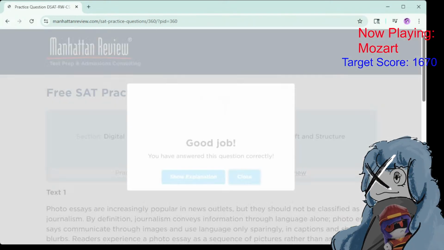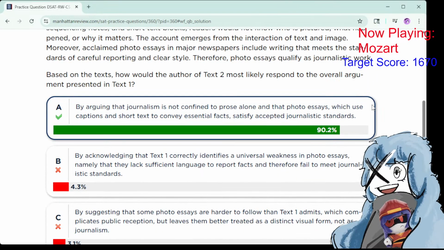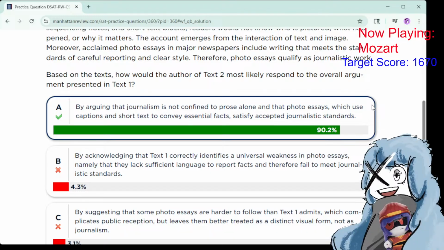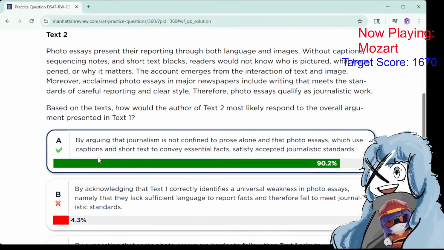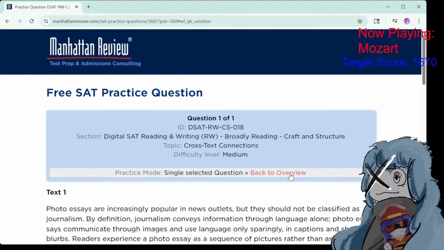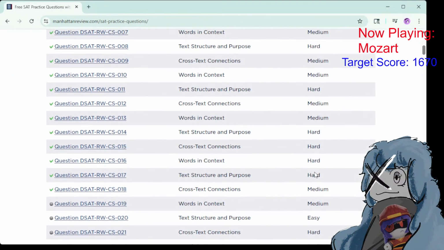Hey, good job, short explanation. Overwhelmingly correct. Let me take a banana real quick. Yeah, we don't need to read the explanation. It's obviously A. That one was a medium one.